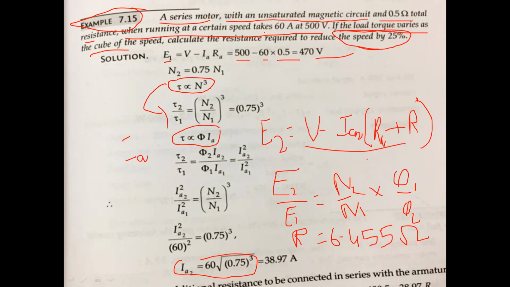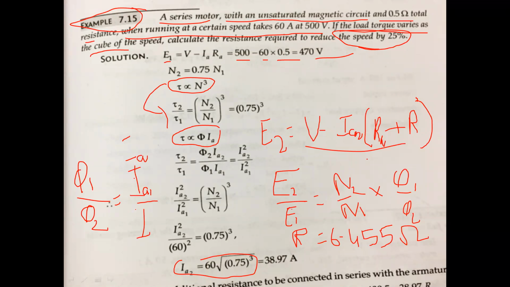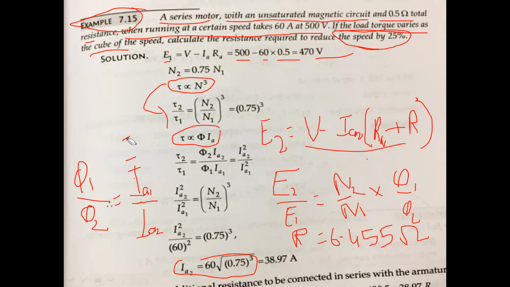We know that the I1 value is 60 amperes. Here we calculate 38.97. Replace phi 1 by phi 2 with I1 by I2, that is Ia1 by Ia, because in a series motor, armature current is proportional to flux, because both are connected in series. So phi 1 by phi 2 is replaced with Ia1 by Ia. So Ia1 value 60 amperes. Oh, sorry.